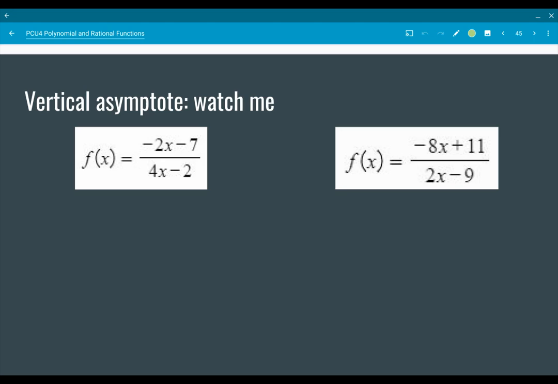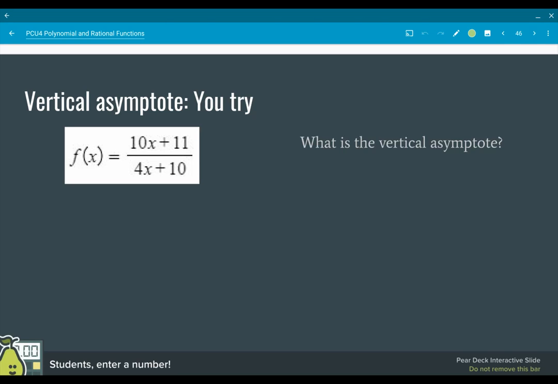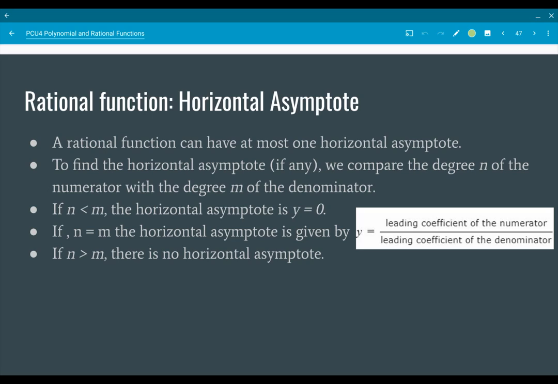So here's some linear ones that I'll work out in class. So as you have questions, you can ask me, and these are a little bit easier. Okay. Once we have the vertical asymptotes, we have horizontal asymptotes. Now, the horizontal asymptotes are a little tricky.